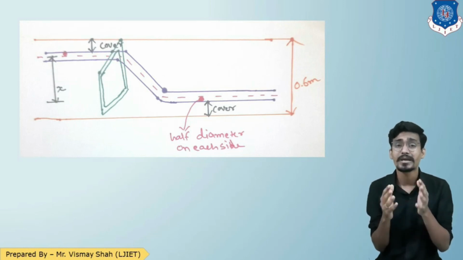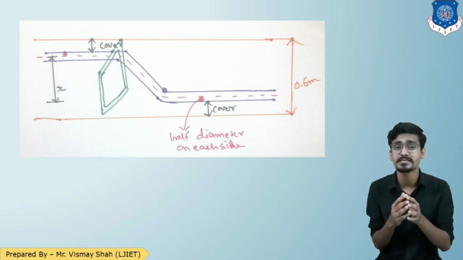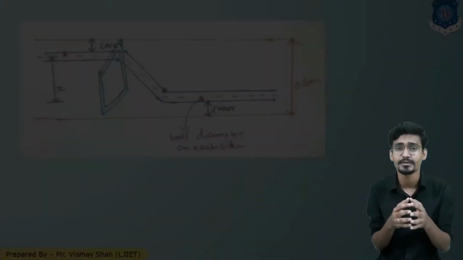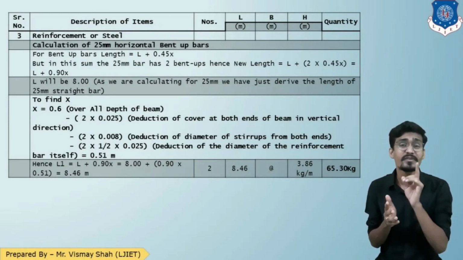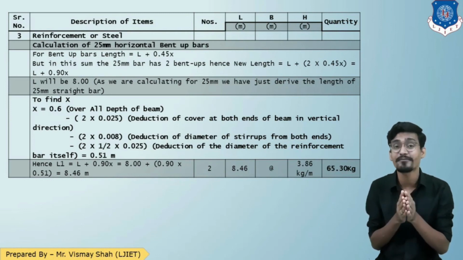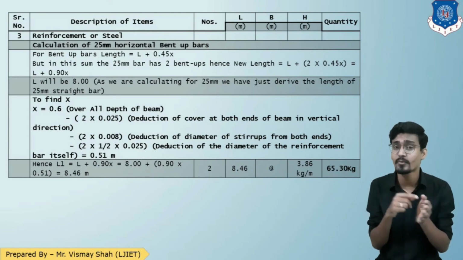That is how we can get that center to center distance of x. I hope we are clear about it. Let us see in the calculation. The length of the bar will be 8 meter. Why? Because we are finding it for 25 mm. So in case of 25 mm bar, the straight length was 8.